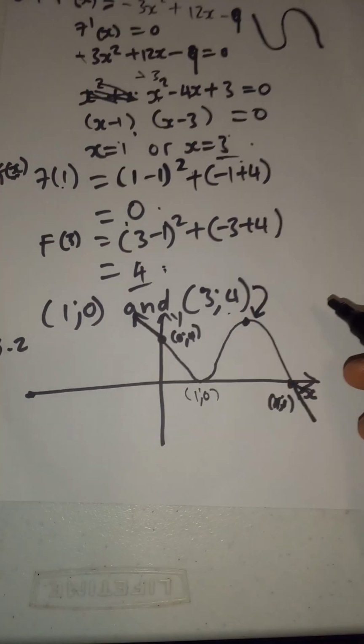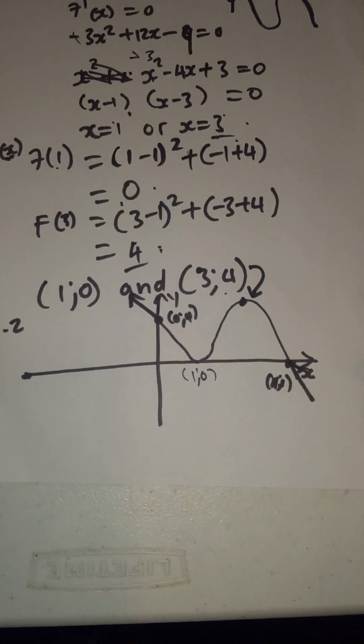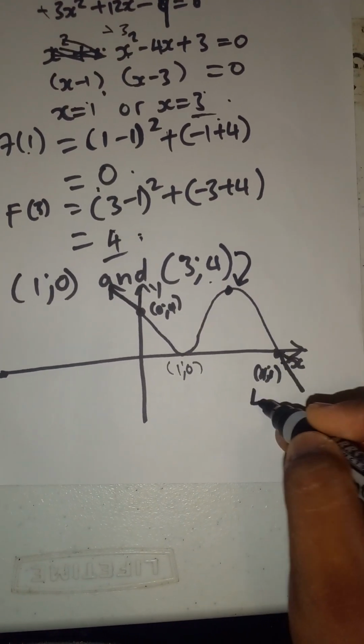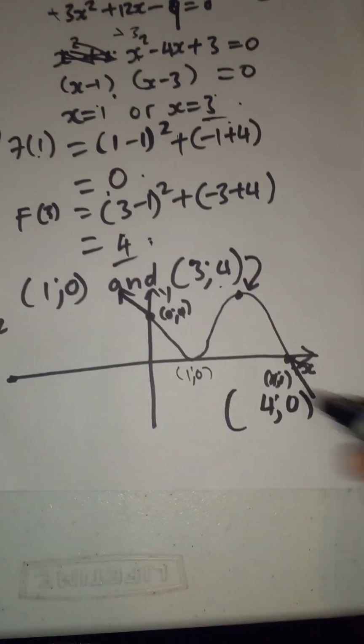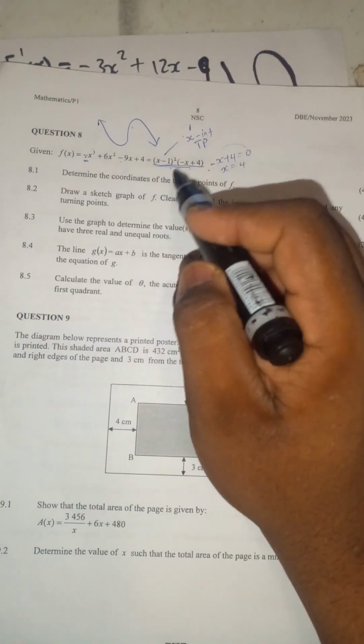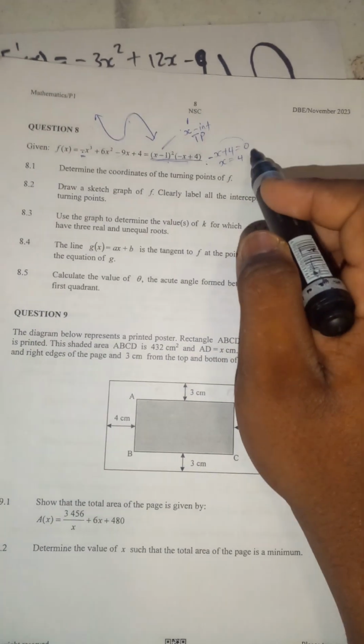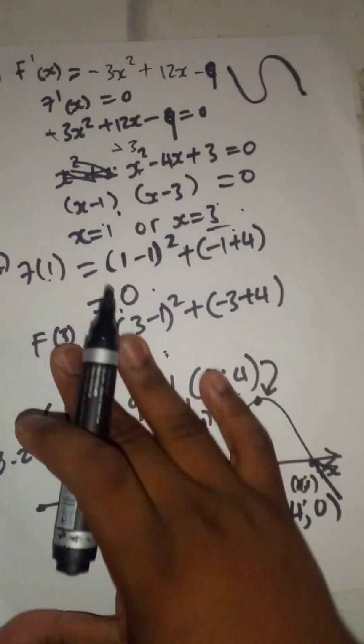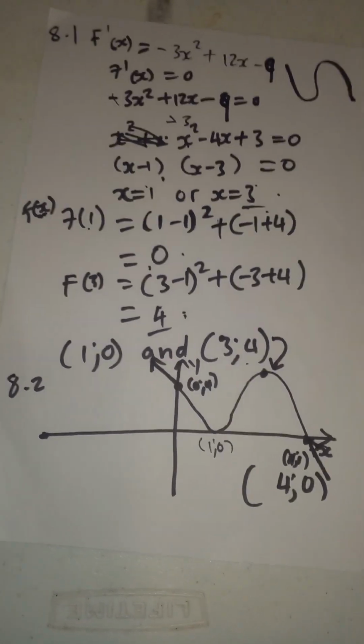Can you see where it is coming from? 3 and 4. The reason I am saying here at this point it is 4 and 0, it is because I was told on the equation there, the x-intercepts were 1 and 4. So that's how it is, guys.